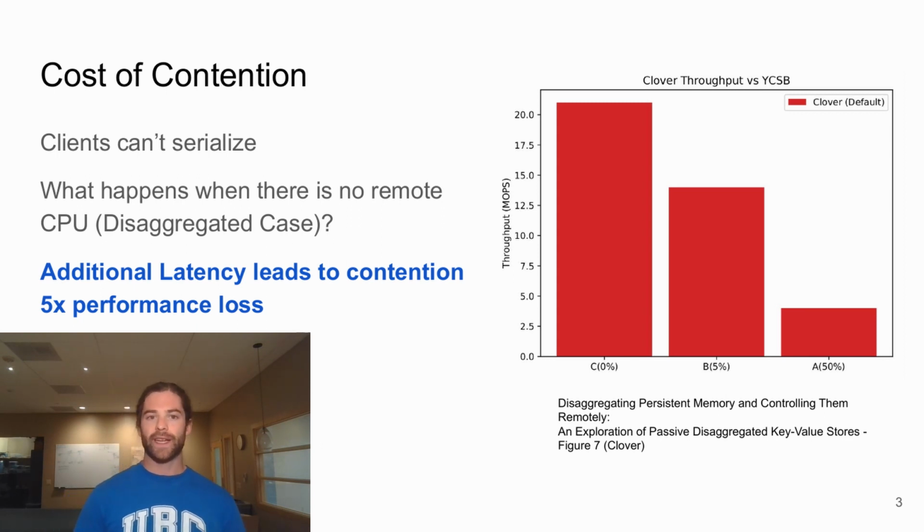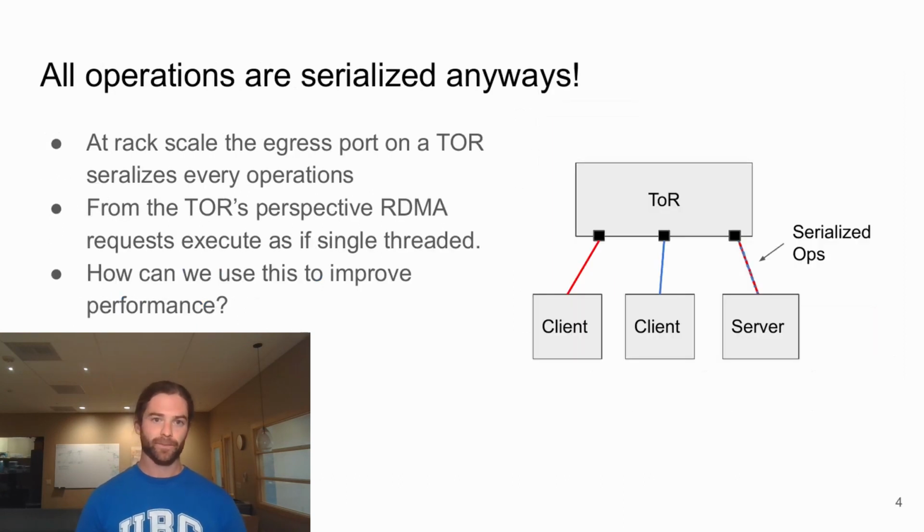The nature of this performance degradation is that there is no serialization. In order to have atomic access to a shared region, there are some very expensive operations that need to be run in the network, specifically compare and swap operations. And this is because there's no serialization with a remote CPU.